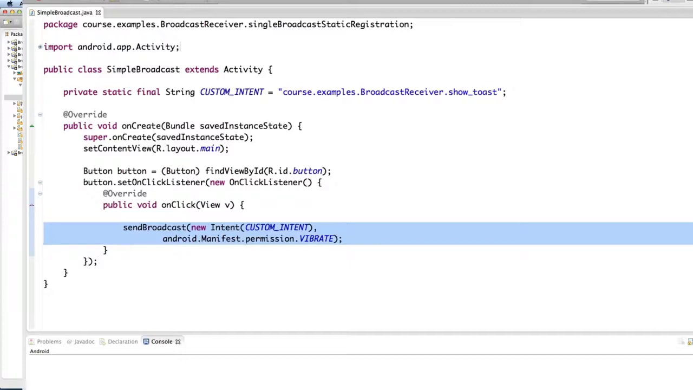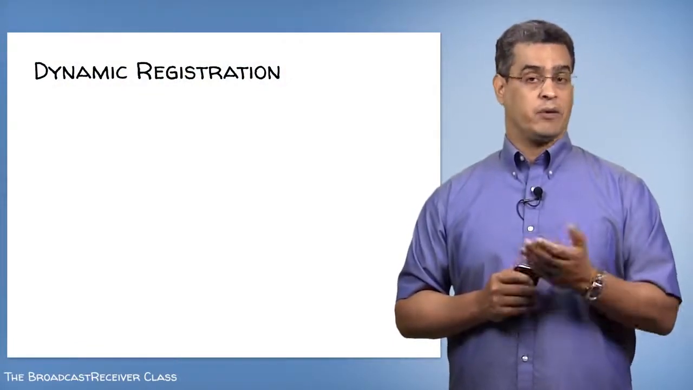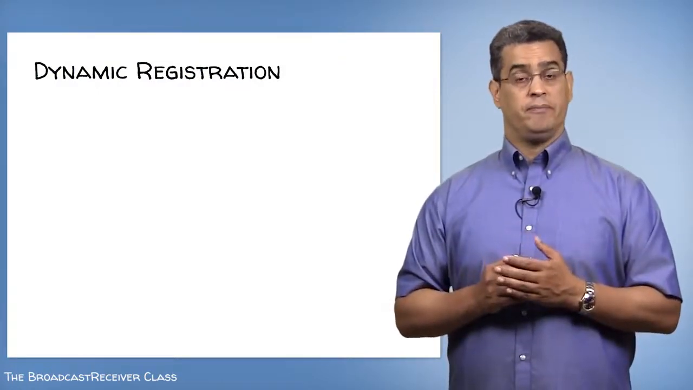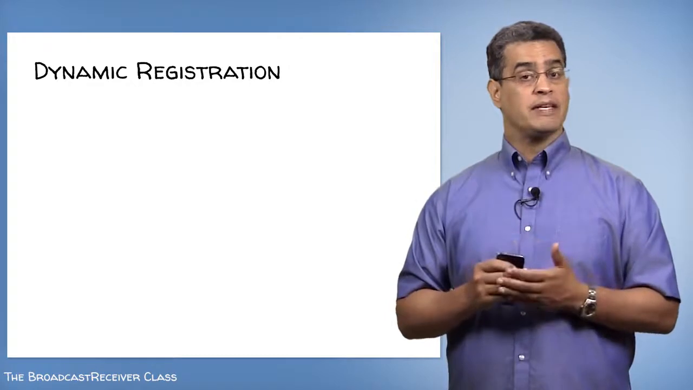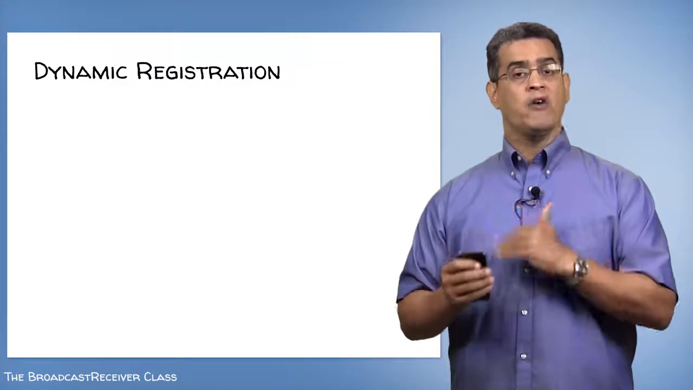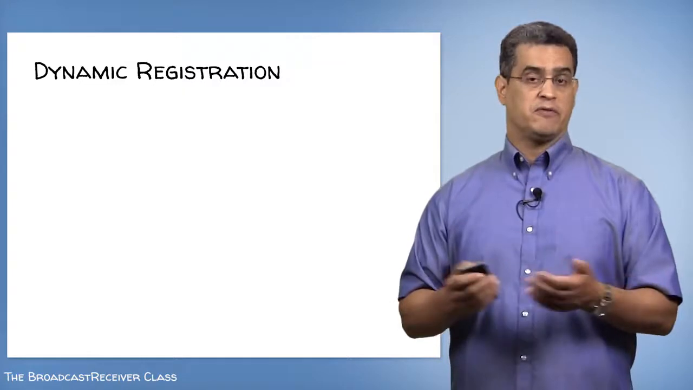The intent will be matched against registered intent filters, while the permission string indicates that this intent can only be delivered to broadcast receivers that have this particular permission. You can also register broadcast receivers programmatically at runtime. For instance, if you want your broadcast receiver to respond to intents only while your activity is in the foreground, well, then you can dynamically register and unregister them in your activities' onResume and onPause methods, for example.